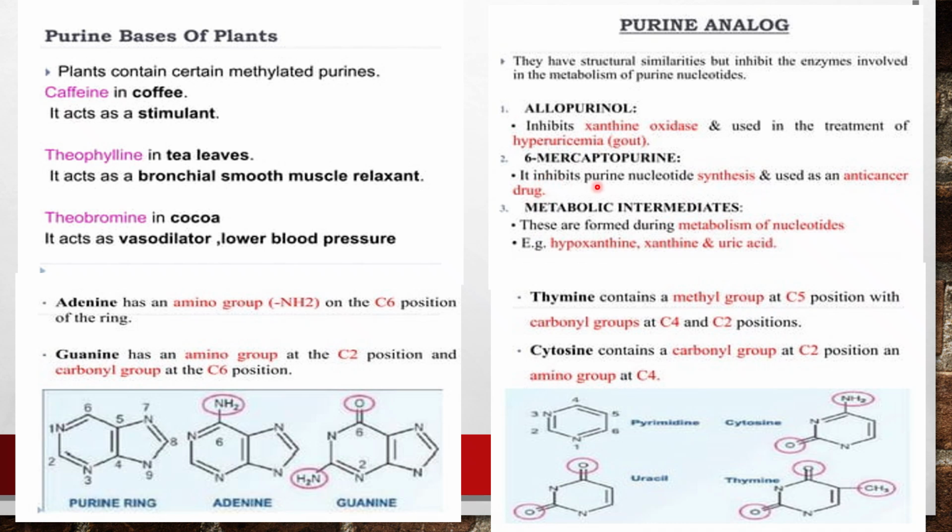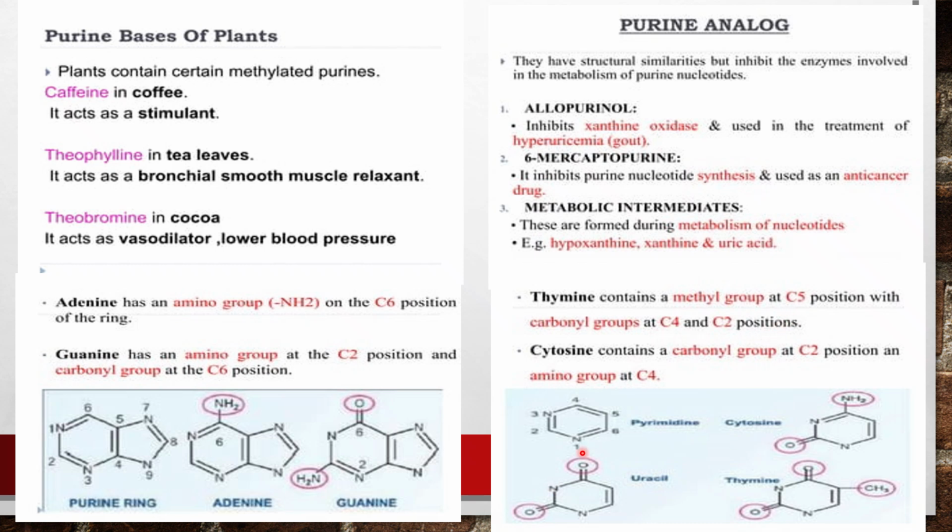Then second is 6-mercaptopurine. It inhibits purine nucleotide synthesis and is used as an anti-cancer drug. Then metabolic intermediates, which are formed during the metabolism of nucleotides. For example, hypoxanthine, xanthine, and uric acid. Then thymine contains a methyl group at C5 position with the carbonyl group at C4 and C2 position.